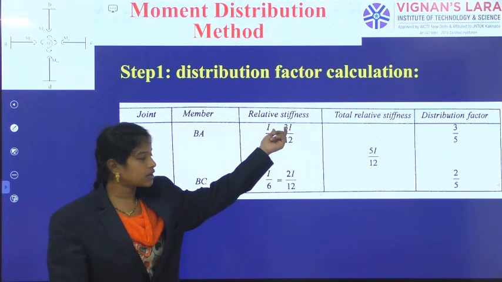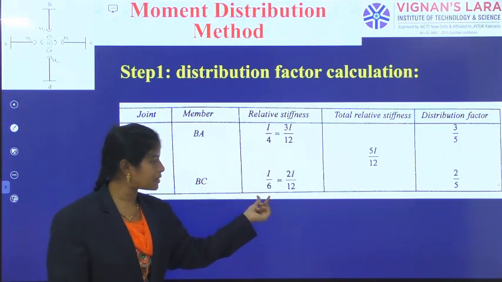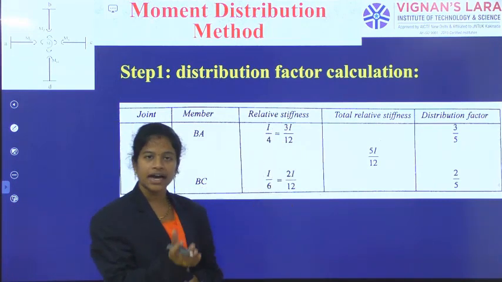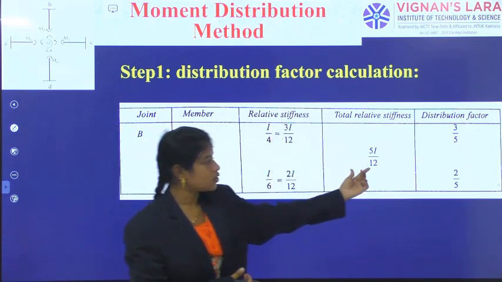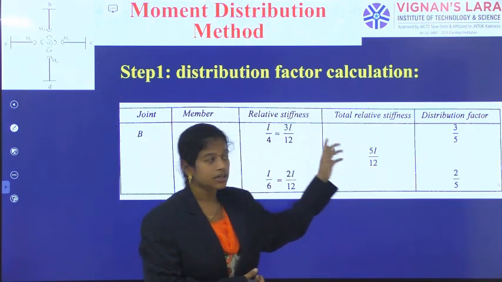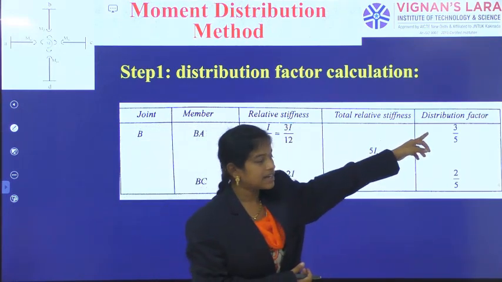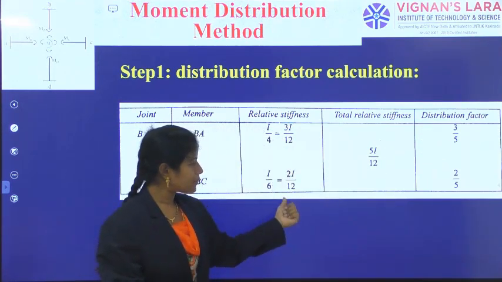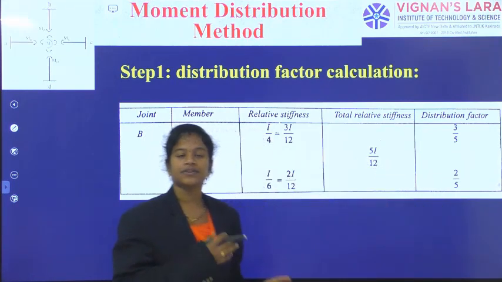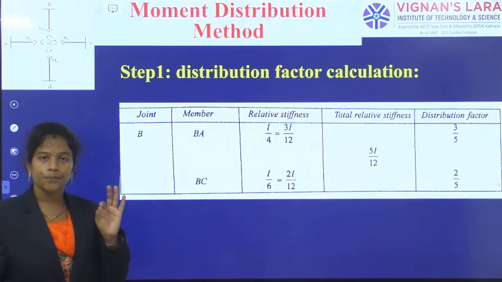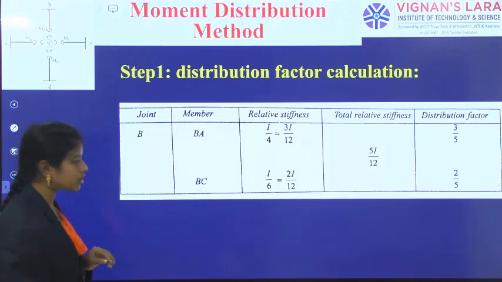So I by 4, which we have indicated as 3I by 12, and I by 6 we have indicated as 2I by 12. If you are comfortable with calculus, you can calculate directly, and the summation of these two we have got as 5I by 12. So 3I by 12 by 5I by 12, that is 3 by 5. 2I by 12 by 5I by 12, that is 2 by 5. So the distribution factors for the AB span and BC span are purely based on length and moment of inertia.